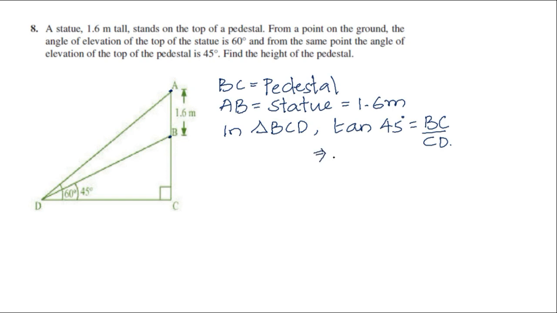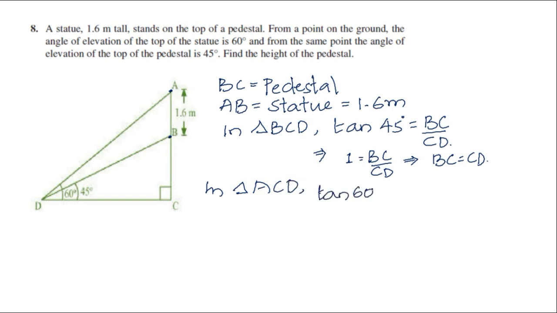We know that tan 45 degrees is 1. So 1 is equal to BC by CD. This implies BC becomes equal to CD. Now let's consider the triangle ACD. In this triangle, tan of 60 degree will be equal to, the opposite side is AC upon the adjacent side is CD.